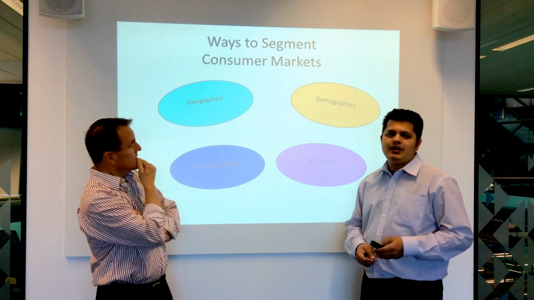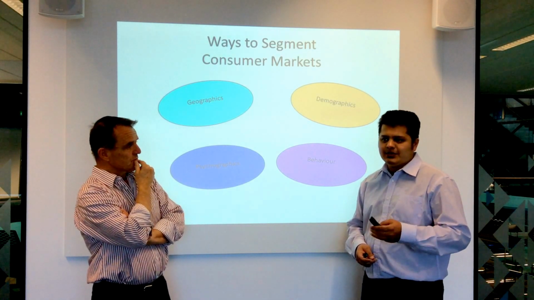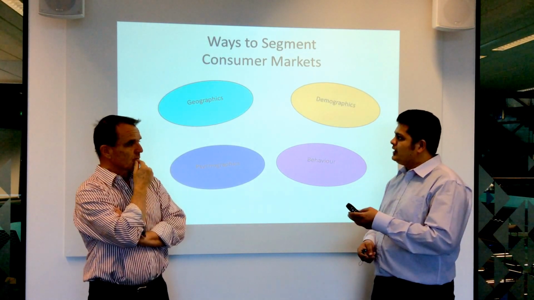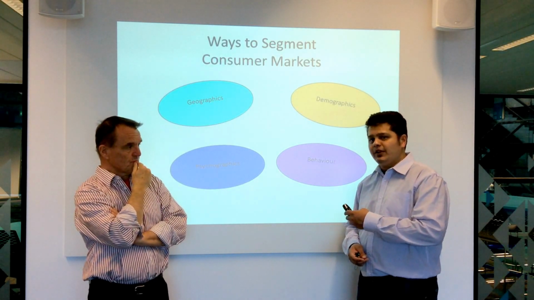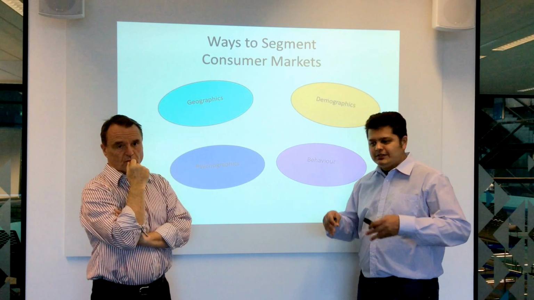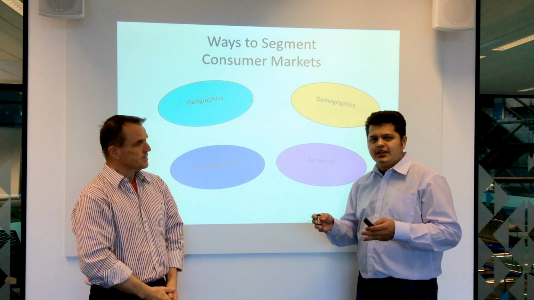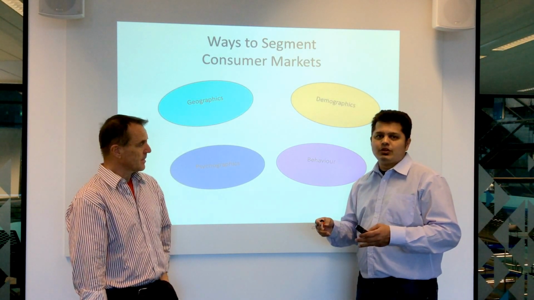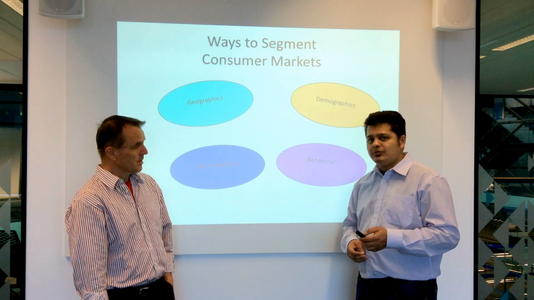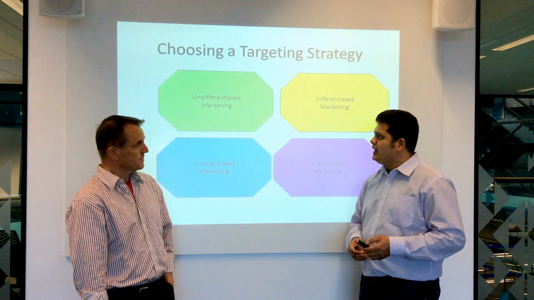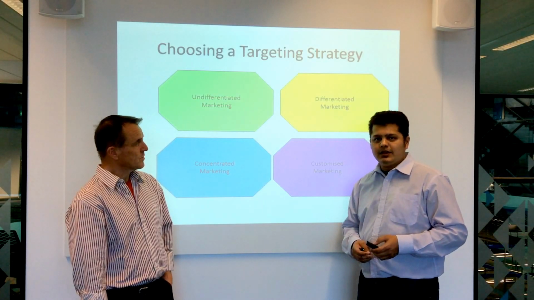So generally speaking, when we try and do segmentation, there are 4 different ways of doing it: geographic, demographic, psychographic, and the one that's based on behavior. And the idea is that if we can profile them, if we can understand them, then we are able to design products for them, we're able to offer those products to them. The actual process is called targeting, and there are 4 different ways of doing targeting.